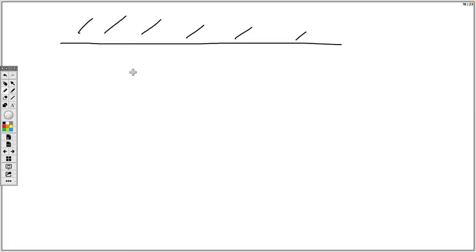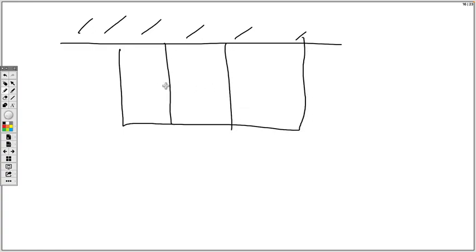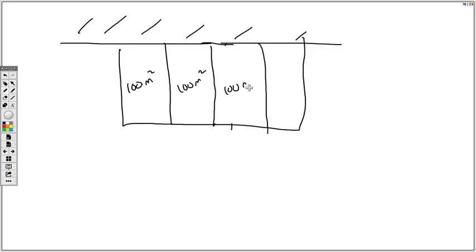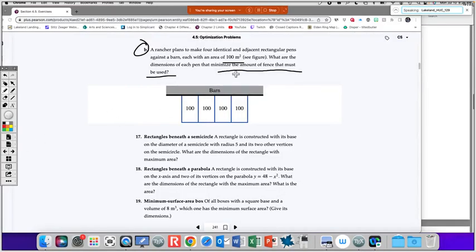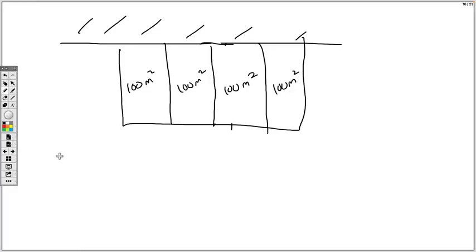Okay. So this, once again, they're being built up against a barn. Identical and adjacent pens. So they have a little picture for us already. It's always nice when they do. These are all supposed to be identical. And they want each of these things to be 100 square meters. They want to minimize the amount of fence. So once again, optimization means minimizing or maximizing. And here they're trying to minimize the what? They want to minimize the amount of fencing.